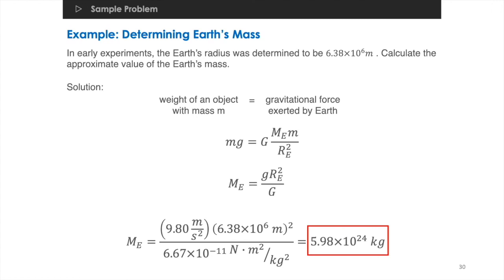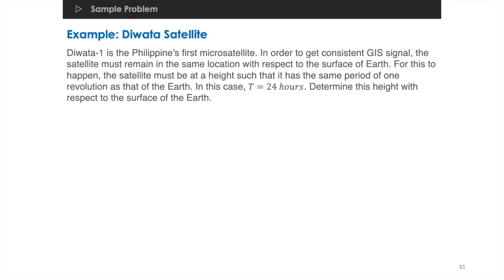Let's consider one more example. Diwata 1 is the Philippines' first microsatellite. In order to get consistent GIS signal, the satellite must remain in the same location with respect to the surface of the Earth. For this to happen, the satellite must be at a height such that it has the same period of one revolution as that of the Earth. In this case, period equals 24 hours. Determine this height with respect to the surface of the Earth.